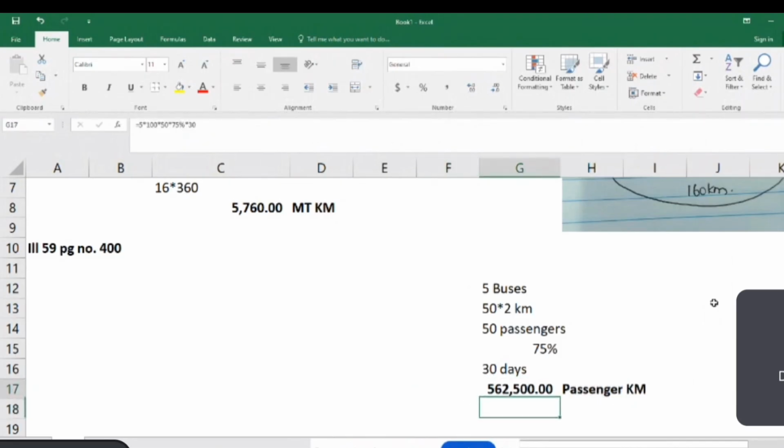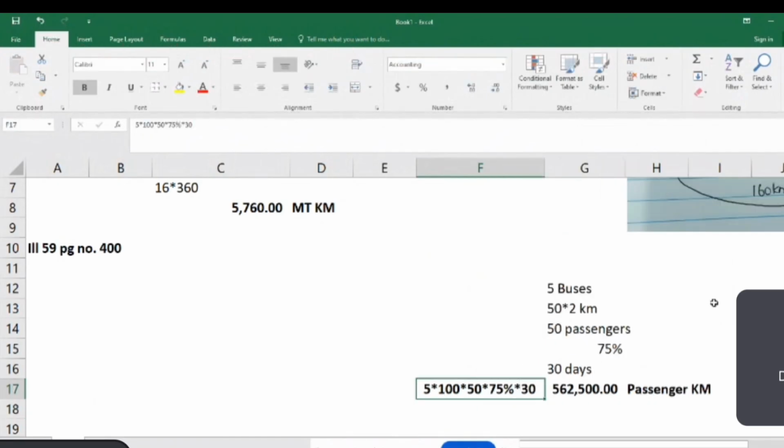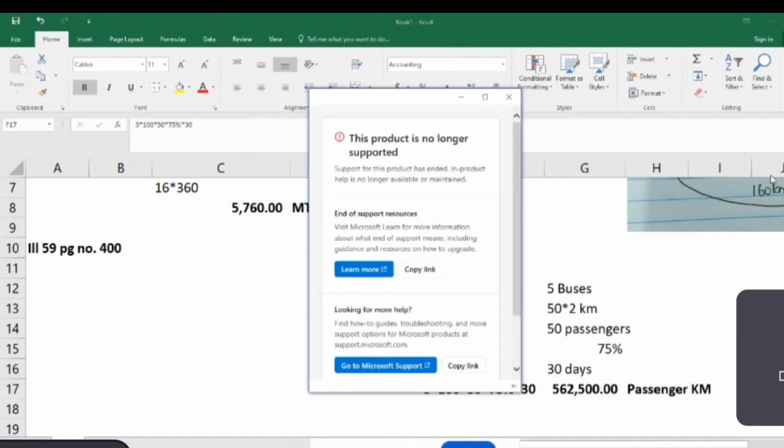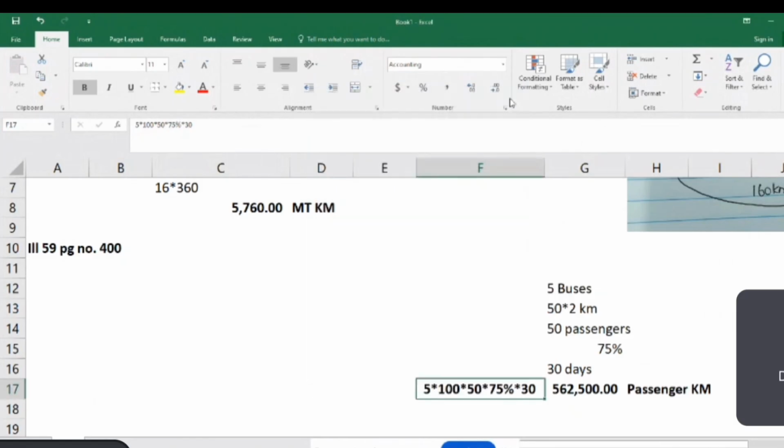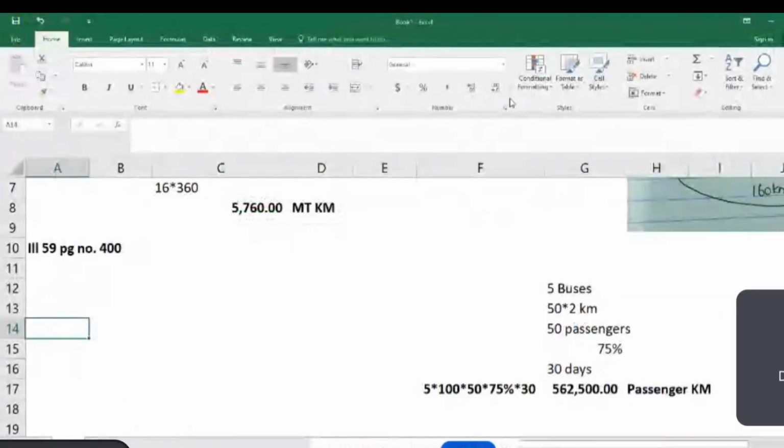I will put the workings of it. If you substitute, basically it is 5 buses, 100 kilometers it is running, 50 passengers can be the seating capacity, but 75 percent is being occupied, and 30 days. If you do this, you get the passenger kilometer, and whatever expenses are given, you divide the expenses by the passenger kilometer. You will get the cost per passenger kilometer. Okay, we will work out this.